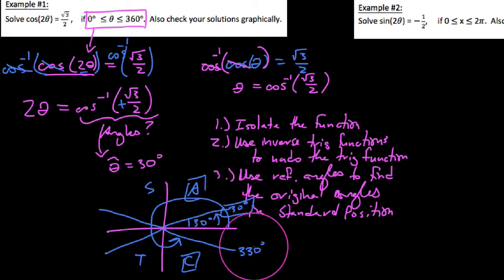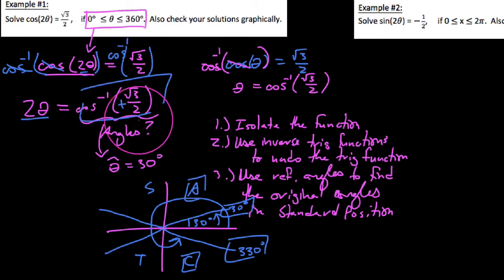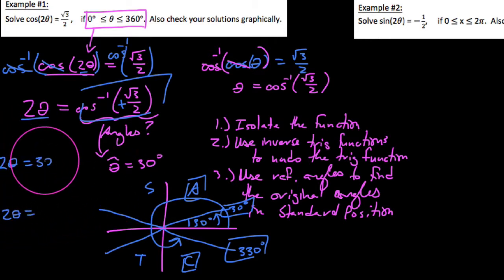We're going to find these 2 angles right here, but then we're going to have to solve for them individually. A few things I want to say about this. We found out that 2 theta equals cosine inverse of this, which means that 2 theta equals 2 different things: 2 theta equals both 30 degrees and also 330 degrees. We wanted to find all answers between 0 and 360 degrees that satisfy this, and also check this graphically.